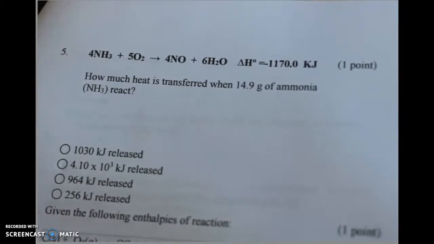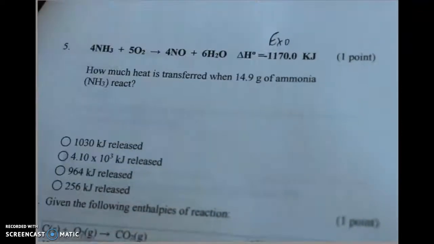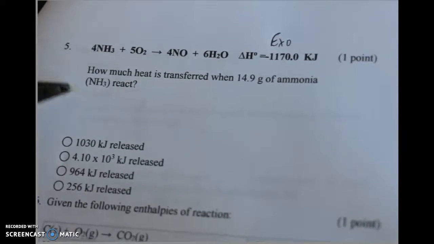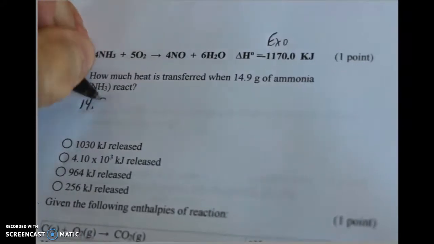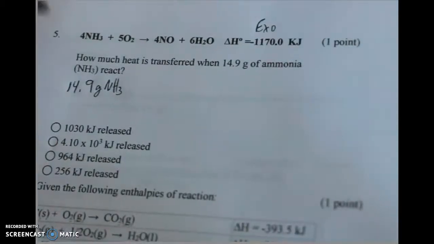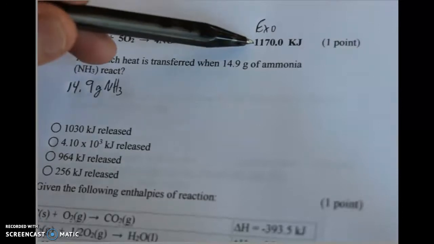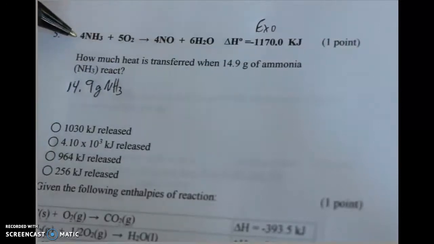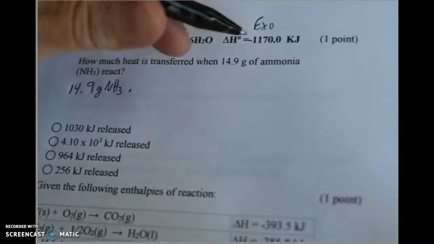Now this is going to come up in another problem. But if you see a negative delta H, that is exothermic. It's telling you the chemicals release the energy to the surroundings. So this is one where you would feel the surroundings get hotter. And what you want to do is start off with the number you're given, 14.9 grams of ammonia. Because if you have 4 moles of ammonia, it would release 1170 kilojoules. Well, now it's saying, well, you don't have 4 moles, you only have 14.9 grams of ammonia. So you're going to end up getting a different heat associated with it, because remember, heat is extensive.